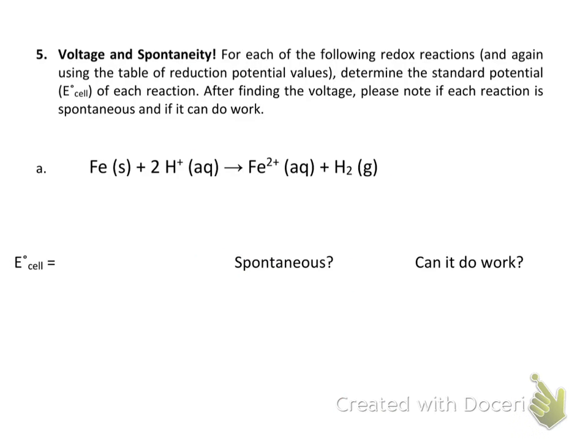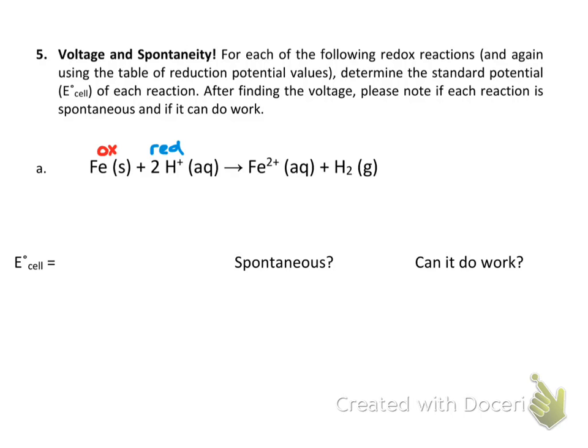So now we're putting together what we did in the previous two sections. We're combining a reduction and an oxidation, and we're trying to find the overall voltage. So first we need to identify what's being reduced and what's being oxidized. So I guess this is actually combining what we did in the past three sections. So our H+ is being reduced, our iron is being oxidized.